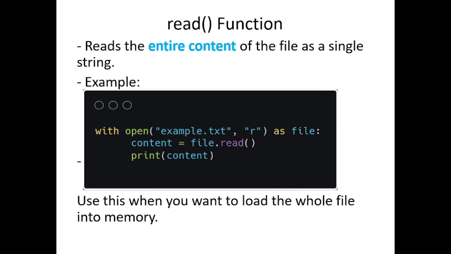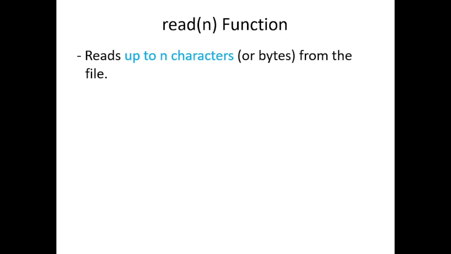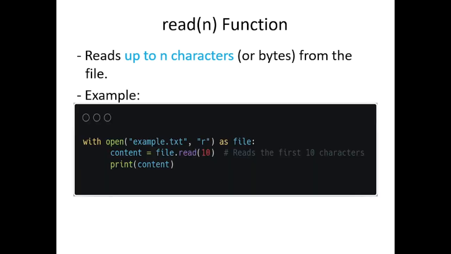It is basically when we want to load the whole file into memory. Basically this is the main advantage of this. Then comes the read n function. Basically the read n function reads up to n characters from the file. If we don't want to read the whole file, we want to read a specific number of characters, then we use the read n function. Let's see the code example.